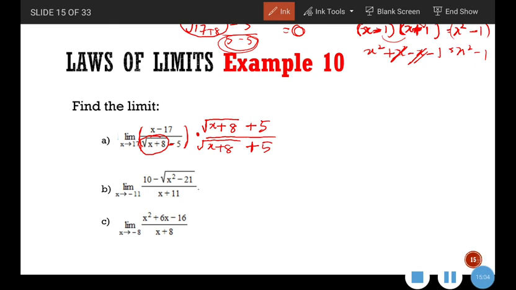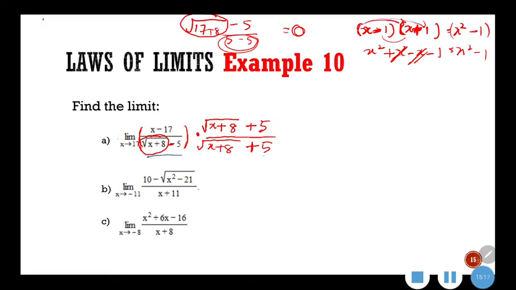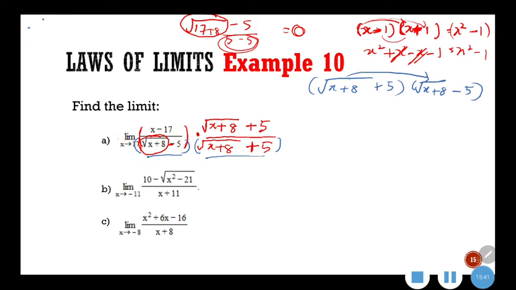Okay, then now we go back to the denominator here. As I said, this is square root x plus 8 minus 5. This one is the conjugate of square root x plus 8 plus 5. Do you agree with me? So you can try to multiply square root x plus 8 plus 5 with square root x plus 8 minus 5. Multiply them together, so square root x plus 8 times square root x plus 8. What will you get?